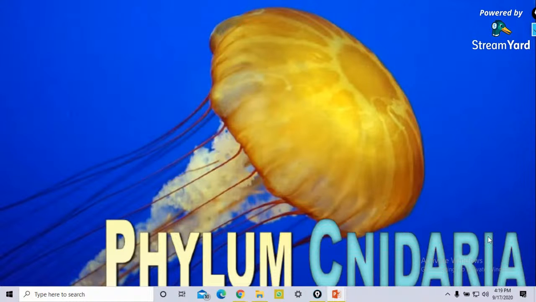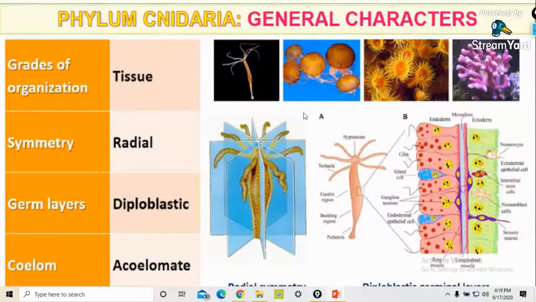And now we have the phylum coelentrata starting today. Yes, Nila, Sujail, Aunty, Shivani, Samiksha, everyone. Okay, fine. So we are moving on to the second lecture from Animal Kingdom, starting with phylum Cnidaria. Phylum Cnidaria is also known as what? Phylum coelentrata.